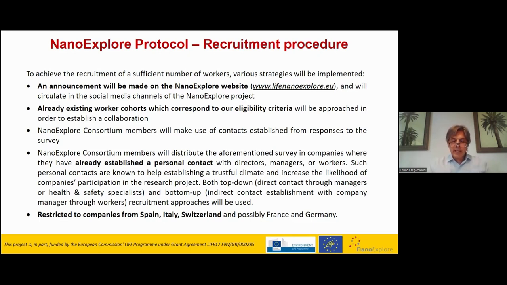Next, only the eligible workers will be recruited. A member of the NanoExplore consortium will explain study objectives, procedures, and potential risks and benefits related to the study to the participant. Workers willing to participate will then be provided with detailed information about data collection, and a written informed consent will be obtained from each participant before his inclusion. A recruitment database will then be created and progressively filled in upstream from and during the whole recruitment campaign.